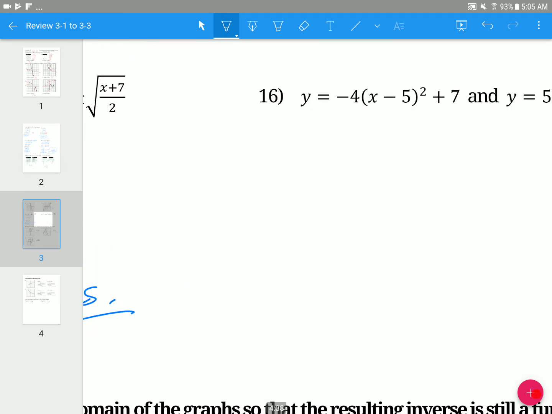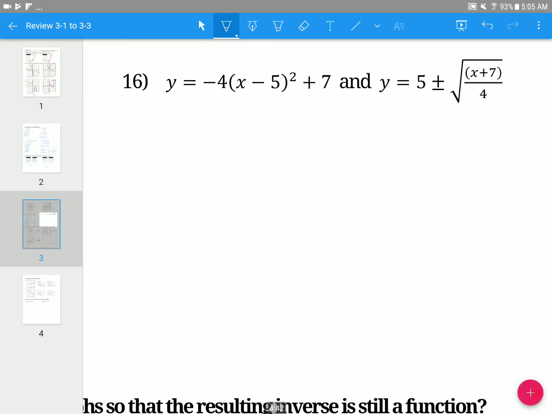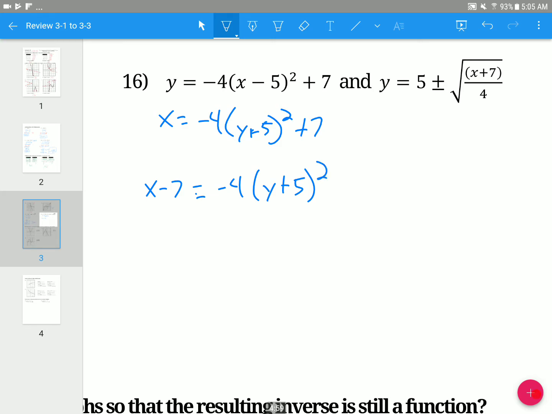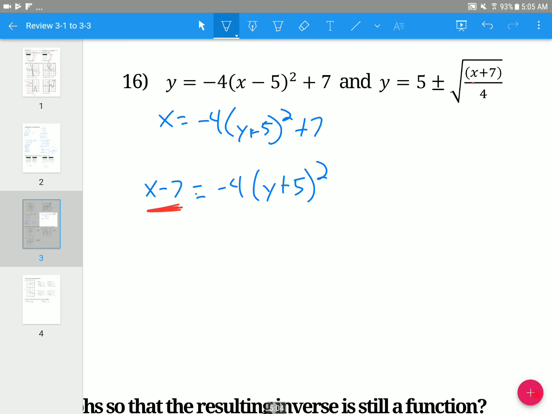Number 16, same idea. Verify that these are inverses of each other. So again, x equals negative 4 times (y minus 5) squared plus 7. All right, so to move the 7 over, we got to subtract it. So that's x minus 7 equals negative 4 times (y plus 5) squared. And now here's the fun part. You notice how you get an x minus 7 over here and you have an x plus 7 over there? You can already tell that this isn't going to work out. I'm going to finish it, but you can already tell at this point.